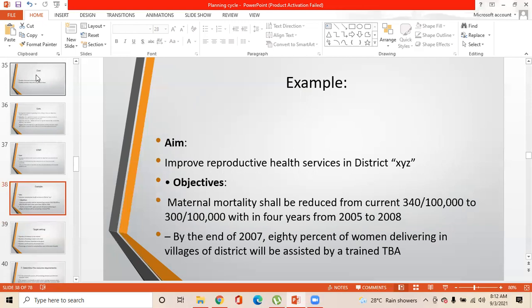An example of an aim is to improve reproductive health services in district XYZ. An objective can be that maternal mortality shall be reduced from the current 340 out of 100,000 to 300 out of 100,000 within 4 years, from 2005 to 2008. By the end of 2007, 80% of women delivering in the villages of the district will be assisted by trained birth attendants. This is said to be a sub-objective.